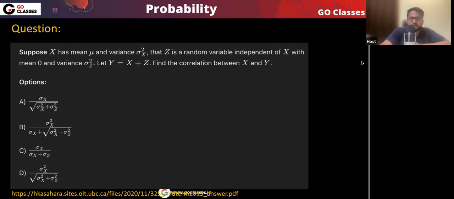Now let's see this question. Suppose X has the mean mu and the variance sigma square. Z is a random variable independent of X which has mean 0 and the variance something like this. And Y is something like this. And then they are asking you to find out the correlation between X and Y. Okay. So the correlation between X and Y.